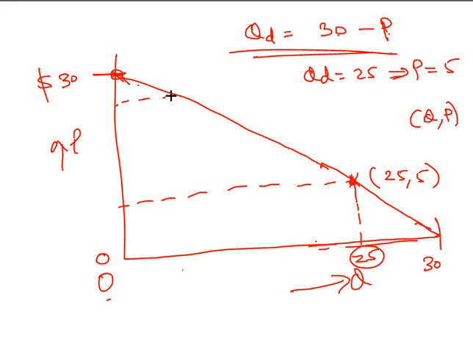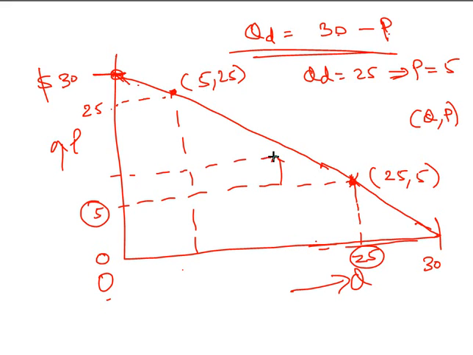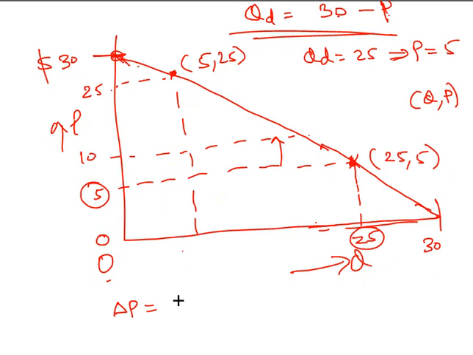If you are over here, let's say the quantity is 25. Okay, when the price is 5, the quantity demanded will be 25, right? And if the price goes from 5 to $10, so the price will increase from $5 to $10. What is the change in the price? Change in the price is 10 minus 5, so 5 is the change in the price.